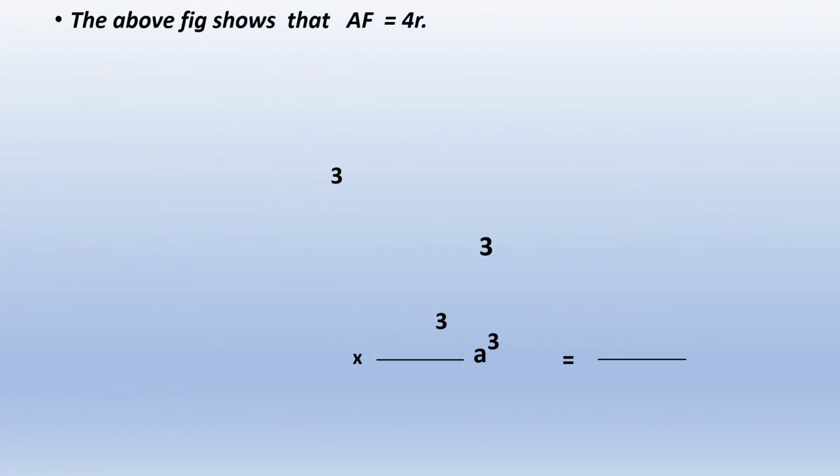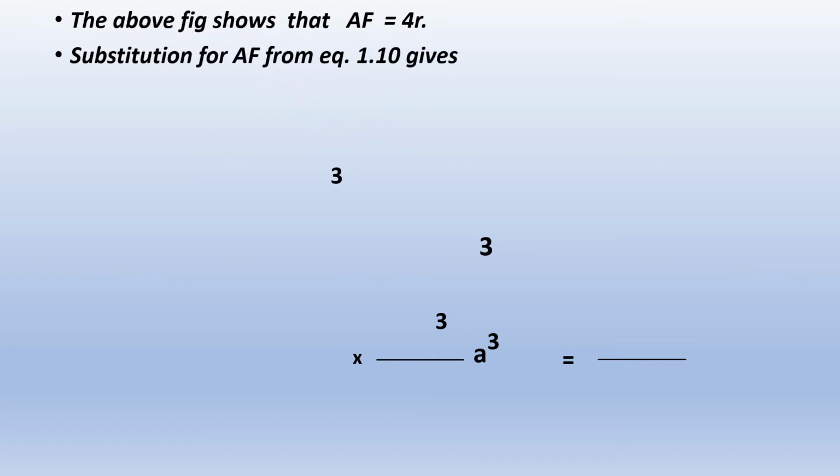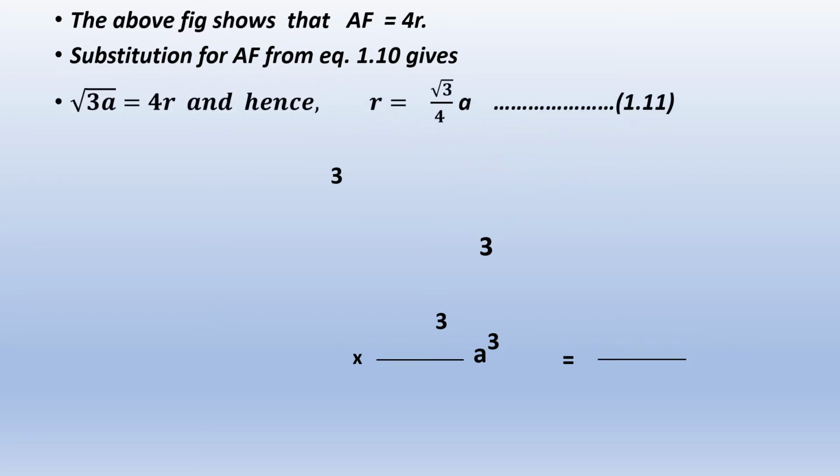The above figure shows that AF is equal to 4R. Then we substitute the values from the above equations. Root 3A is equal to 4R. Hence R is equal to root 3 upon 4 into A. We simplify that, R is equal to root 3 upon 4 into A.